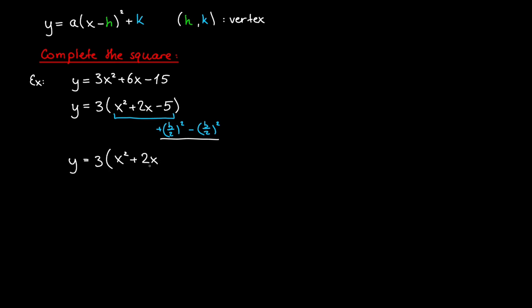So now, after the 2x, I add (b over 2) squared. Our b in this case is the number 2. 2 divided by 2 is 1, and then squared, it is still 1. So now I have to subtract that 1, and don't forget the minus 5.